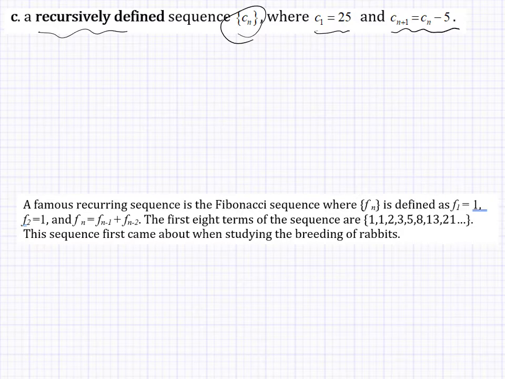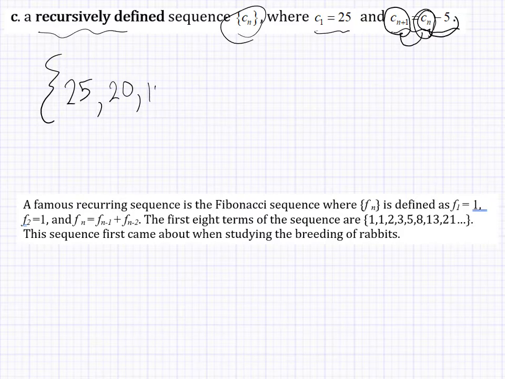C sub n plus 1 will equal C sub n minus 5. C sub n comes right before C sub n plus 1. So this says I'm going to take the previous term and subtract 5. So if my first term is 25, the next term is the previous term minus 5, so that would be 20, and then 15, then 10, then 5, then 0, then negative 5, etc. And there's the sequence.